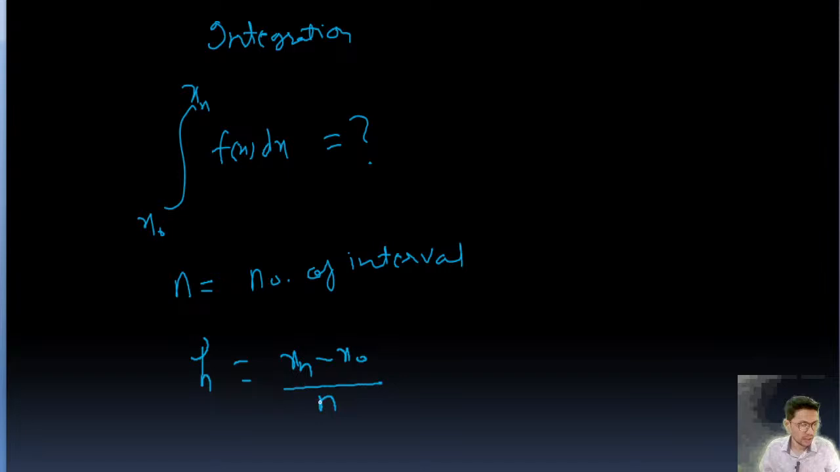How? I'll tell you. Suppose we have been given the values of x: x naught, x1, and so on, and we have been given y equal to the function values y naught, y1, y2, and so on up to yn. This is what we have been given, guys. And this y we can also write as f(x).